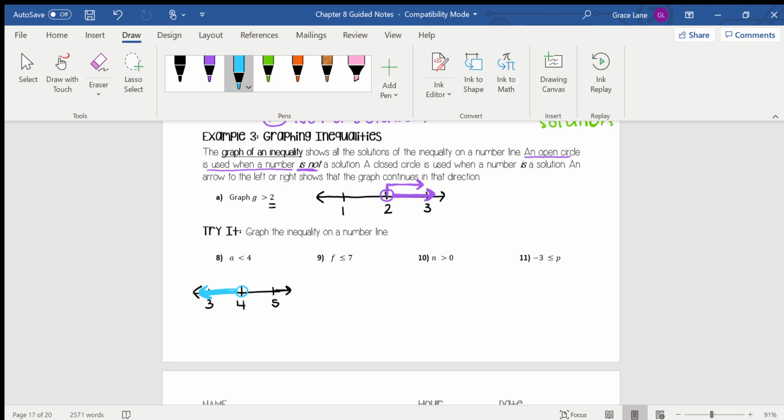Number 9. F is less than or equal to 7. So here's 7. 8, 6 would be 1 less. Okay, so on this one, when I say less than or equal to 7, this is now a closed circle because it is now including 7. It's equal to 7. I also want numbers less than that, so again, that's going to the left.